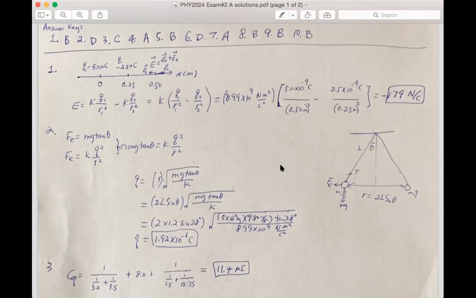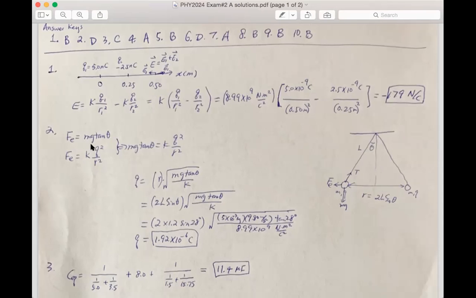The second one here is very similar to one of the homework problems. You have 2 charged particles hung by strings to the ceiling. They make an angle theta, which is given as 28 degrees. I changed the number a little bit, and the length I changed to 1.2 meters, but other than that, it's the same problem.